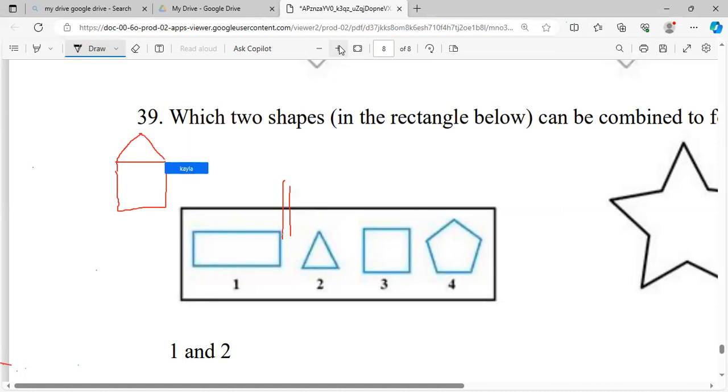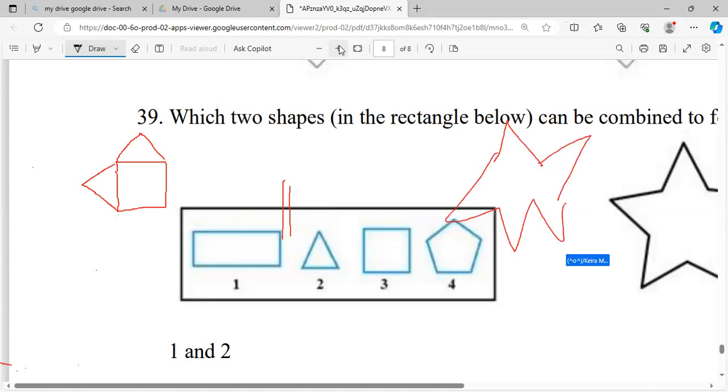What I'm thinking, guys, that'll be a compound shape. I think it's 1 or 3. 1 and 3.